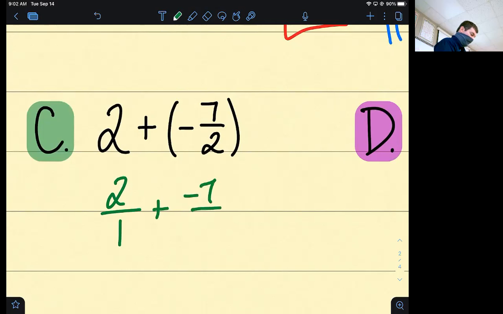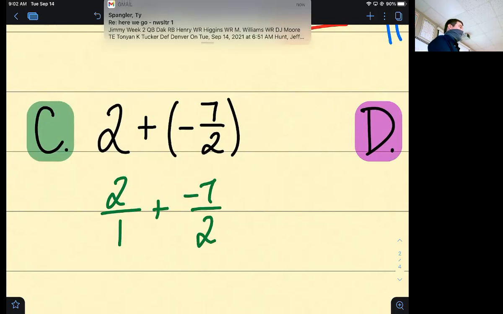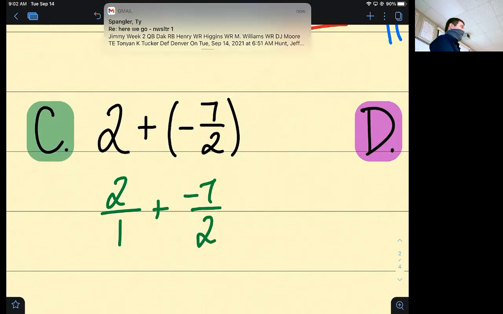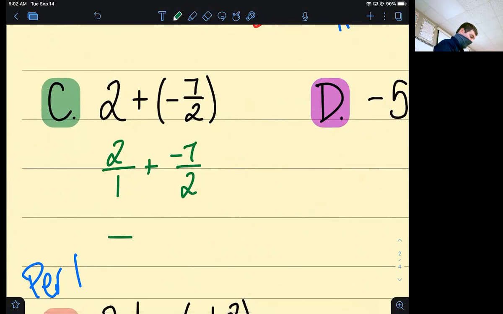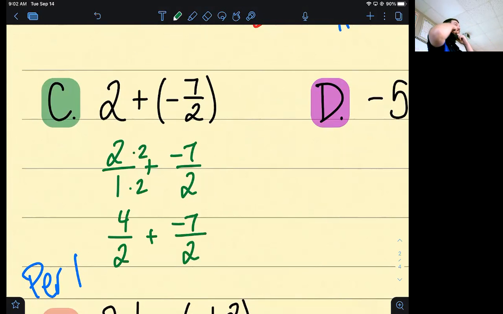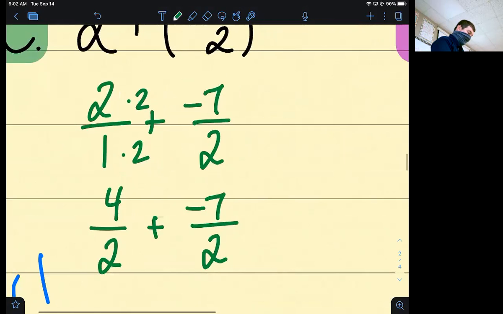Plus negative 7 over 2. What's my first common denominator going to be? What's the first multiple of 1 that's also a multiple of 2? Just 2. Yep. So I'm going to change the 2 over 1 to a 4 over 2 by timesing by 2. I'm going to leave the second fraction alone because it already has a denominator of 2. And we have 6 problems in a row that we're going to be going to war on. Rayleigh, who wins this war, the positives or the negatives?